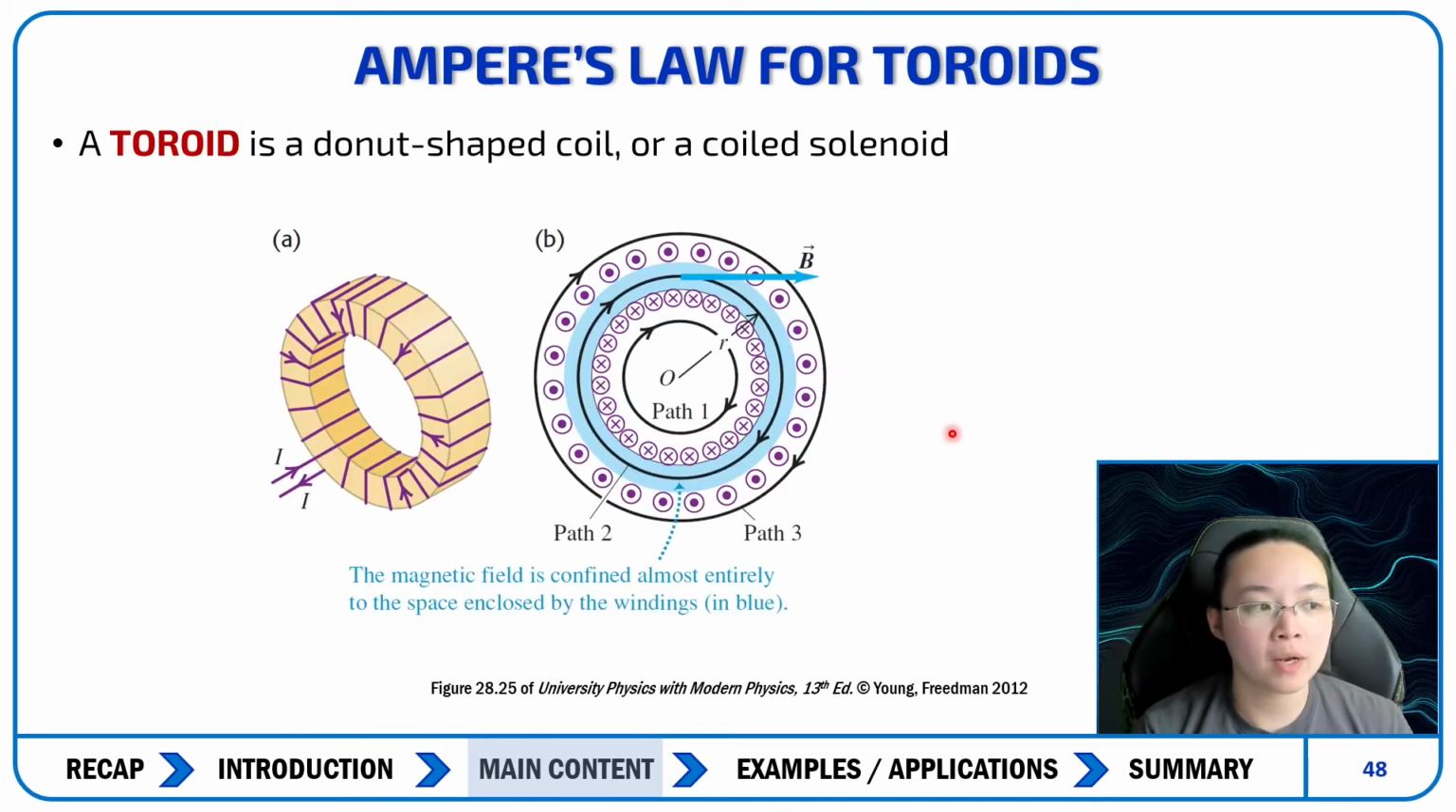And of course, what happens if you have a solenoid and it's curled in a circle? So a toroid is basically a coiled solenoid. And so that means you now have your loops distributed along a circle. And the magnetic field is then going to be confined almost entirely within the space enclosed by the windings. So you now have a core that has a very strong magnetic field in blue.